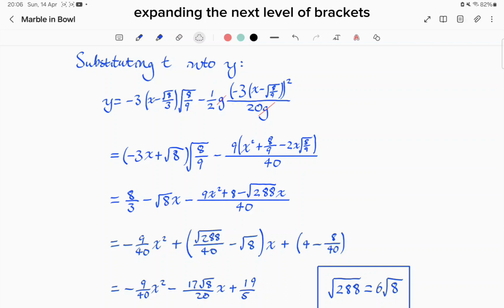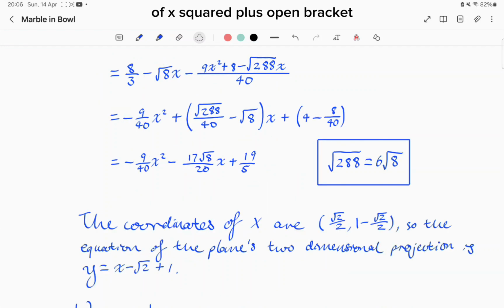Expanding the next level of brackets gives us y equals 8 over 3 minus root 8x minus 9x squared plus 8 minus the square root of 288 of x all over 40. This further simplifies to give negative 9 over 40 of x squared plus open bracket root 288 over 40 minus root 8 close bracket x plus open bracket 4 minus 8 over 40 close bracket is equal to y. Therefore, y is equal to negative 9 over 40 x squared minus 17 root 8 over 20 x plus 19 over 5.